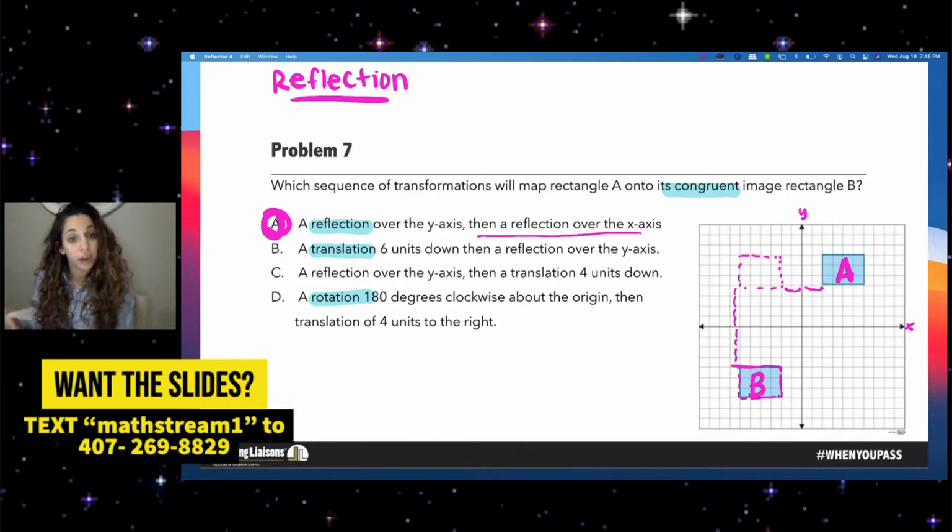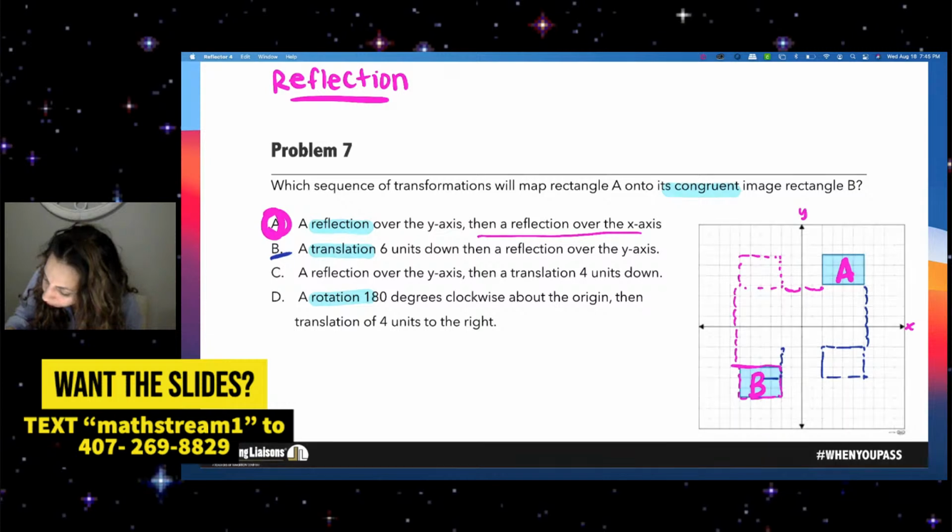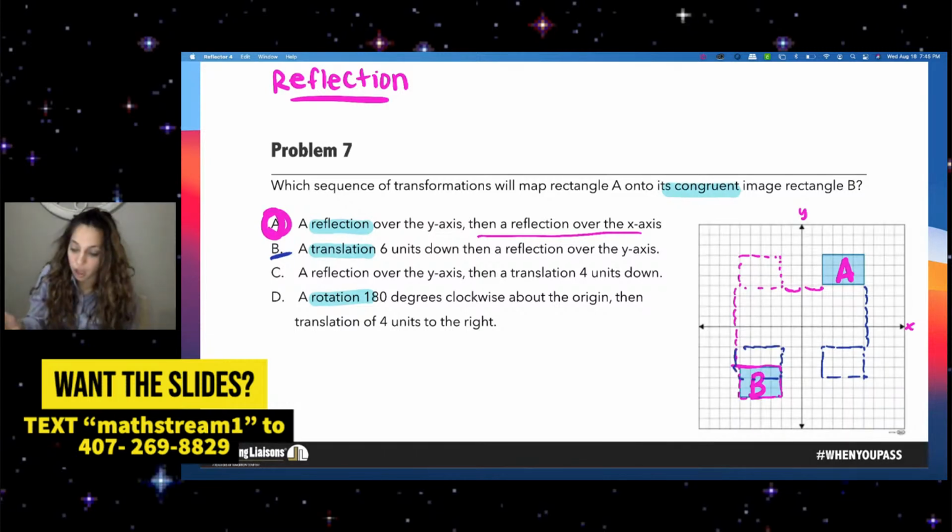Let's talk about where it would land if we did B, C, and D. All right, letter B. A translation 6 units down and then a reflection over the y-axis. So let's shift it 6 units down. 1, 2, 3, 4, 5, 6 would put it here. And then a reflection over the y-axis would put it right here. So that's not the answer.